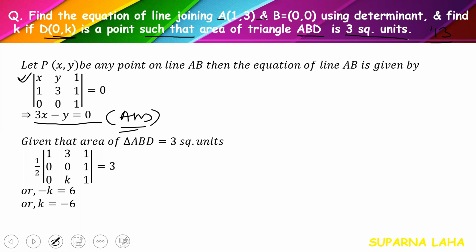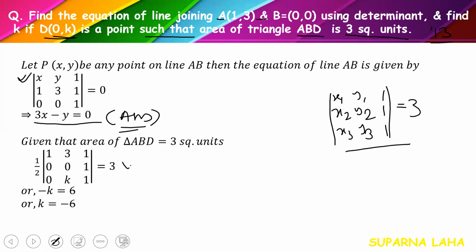So if it is the area of a triangle, we need to write down this determinant, that is x1, y1, 1, x2, y2, 1, x3, y3, 1. This is the determinant for finding the area of a triangle. So it is given 3. Here, put the values of x1, y1, x2, y2 and x3, y3. From here you can easily say that if k is equal to minus 6, at that time we can say the area of this triangle ABD is 3 square units. So the value of k is minus 6.